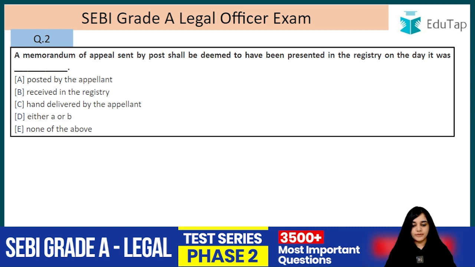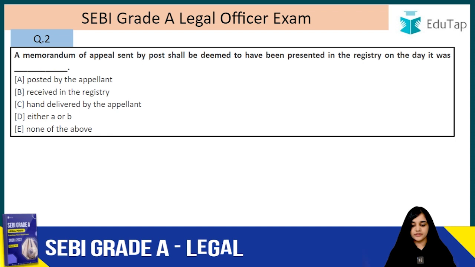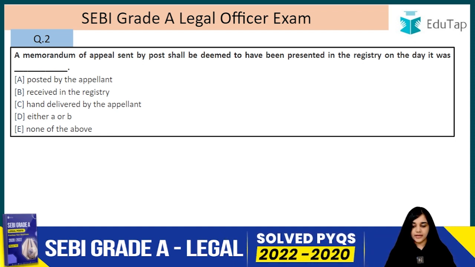A memorandum of appeal sent by post shall be deemed to have been presented in the registry on the day it was posted by the appellant, received in the registry, or hand delivered by the appellant. Either A or B, none of the above. So the answer to this question is B, that is received in the registry.